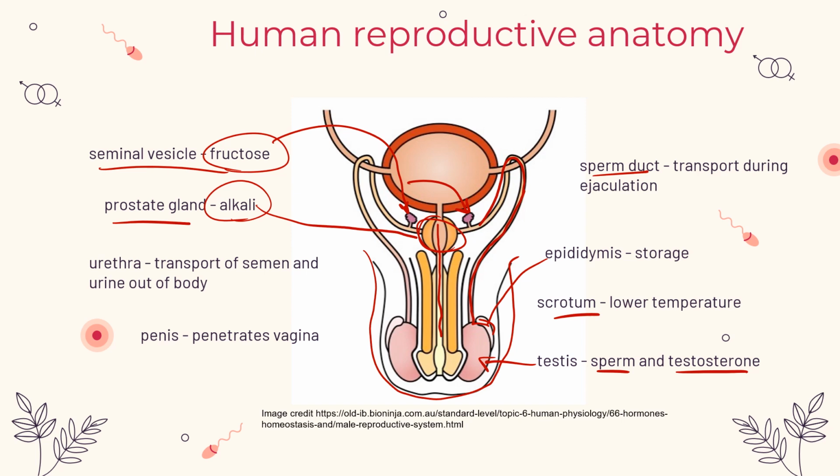The urethra also carries urine from the bladder. Here's the bladder. We're going to carry urine from the bladder out of the body, also through the urethra, during urination. Finally, the job of the whole entire penis, which includes the urethra, is to penetrate the vagina so that semen can be released very close to the cervix and get the sperm into the uterus for fertilization.